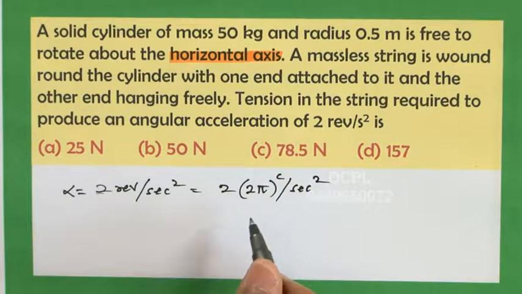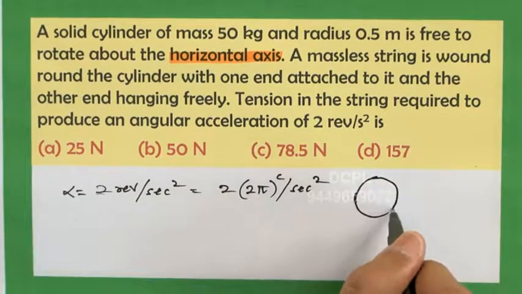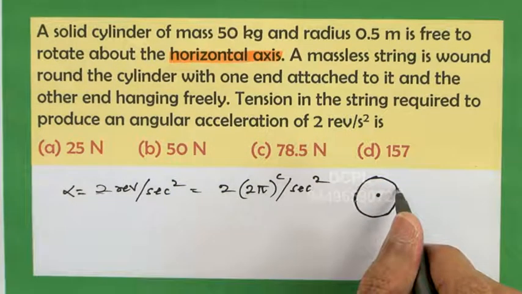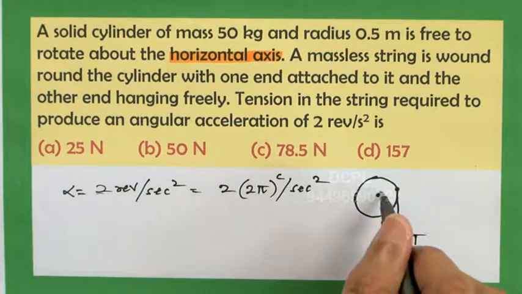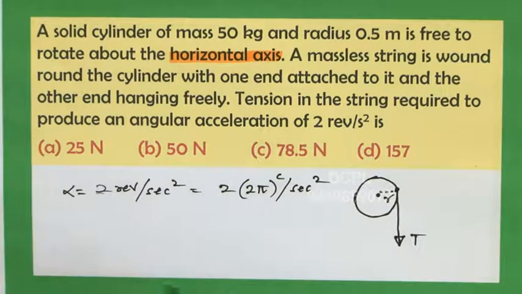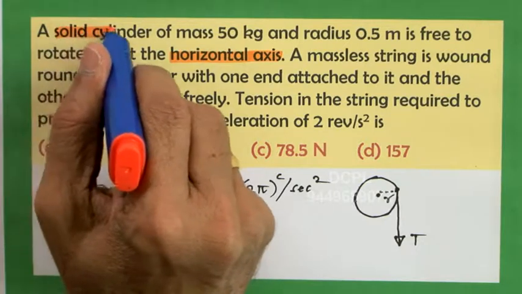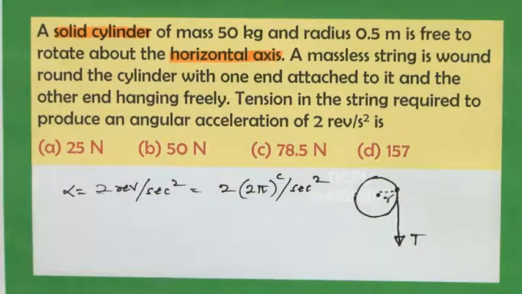So, we got alpha there, and let me draw the figure which represents the problem. See, this is the solid cylinder, this is the horizontal axis that he has given. One end of the string is tied to the cylinder, the other end is hanging freely, and let me mark the tension as T. And remember, this is the radius of the cylinder, right? And because he has given that the cylinder is solid, you can even underline this also. This helps you understand what should be the moment of inertia of the body given. So, it is a cylinder and that too solid.